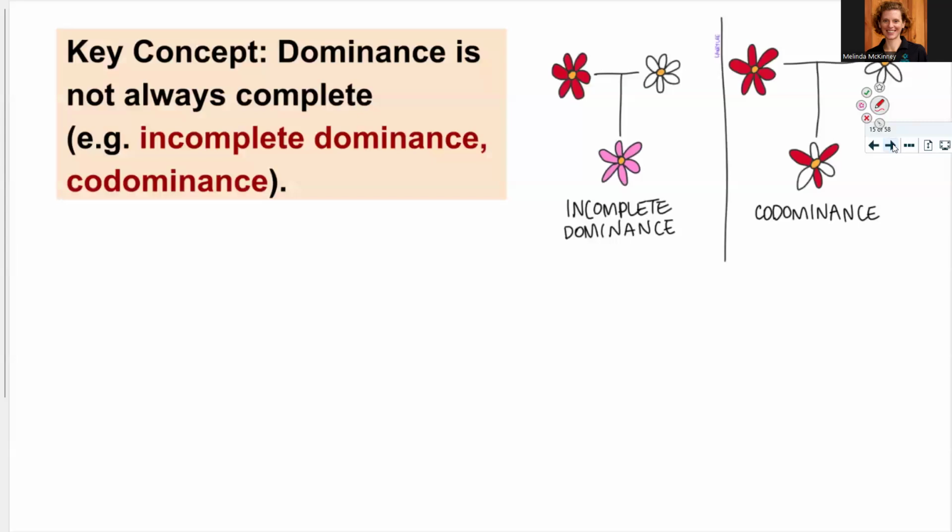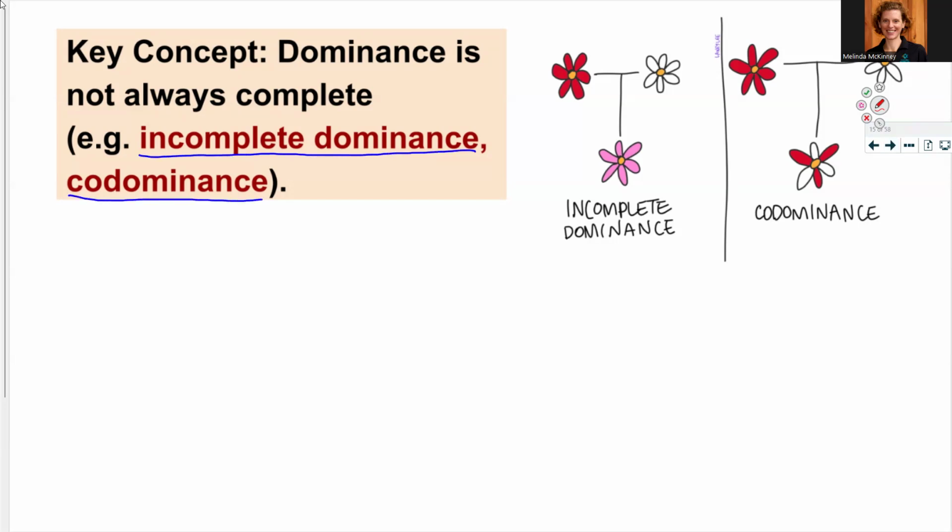So we'll start with variations on dominance. Dominance is not always complete, and that actually arises again and again in this section. The two that we're going to look at here are incomplete dominance and codominance.